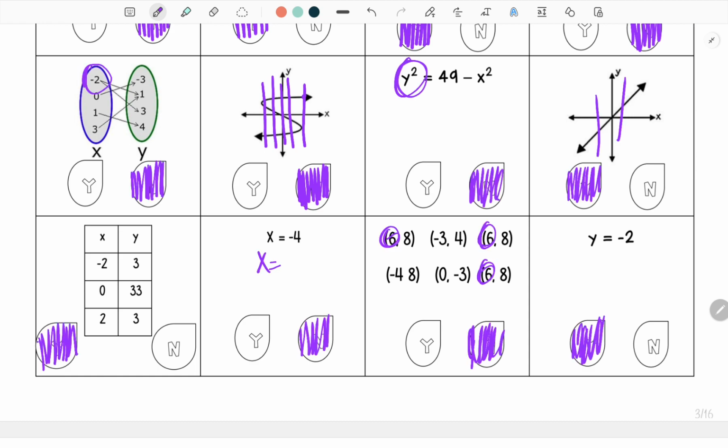Okay, so those are done, and I circled the reasons. If it was a no, I circled why. For example, this one can't be an x equals a number, so that's why this one had 2 lines coming out of the -2. This one right here was a y squared. This one had 3 6s in the x spot, so that's why.